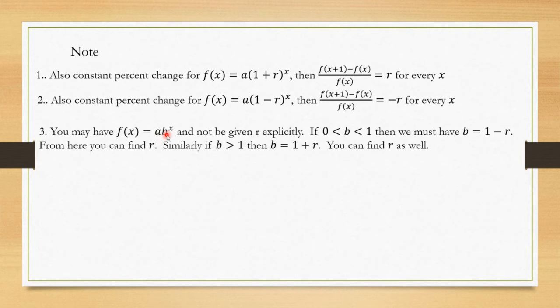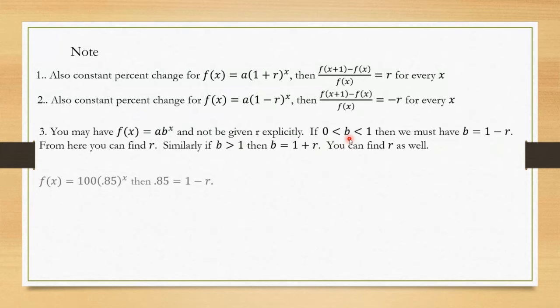Namely, if b is positive and less than 1, then r has to satisfy this, and so does b. And you can get r from here. If b, however, is greater than 1, then we get this instead. And it turns out those are the only cases. With exponential functions, the base b here has to be positive, and it can't be 1. So these are the only possibilities.